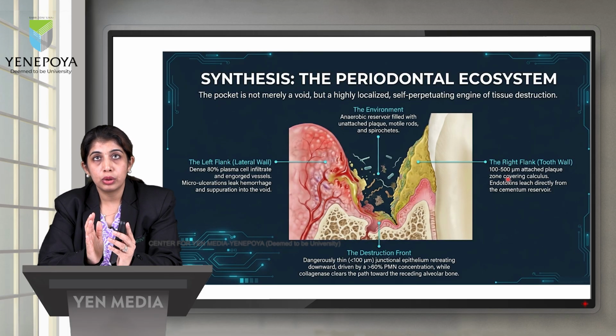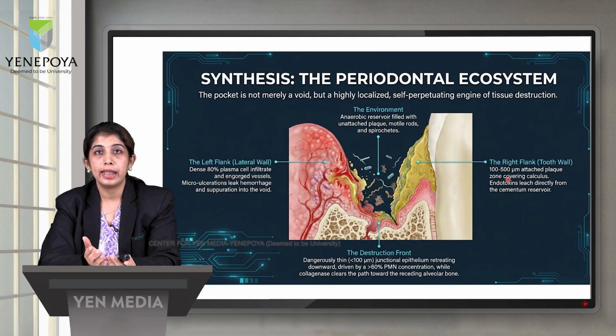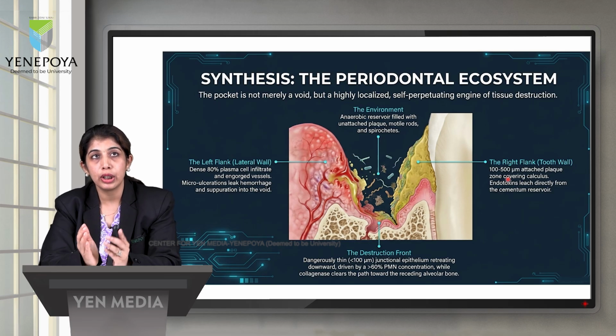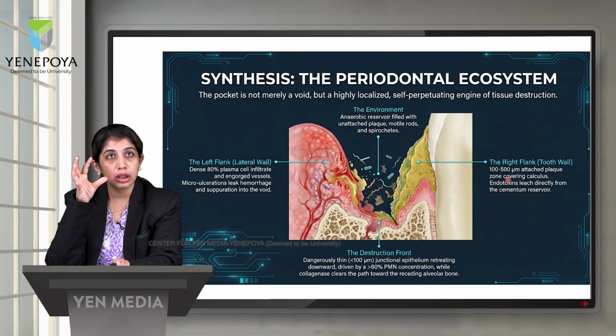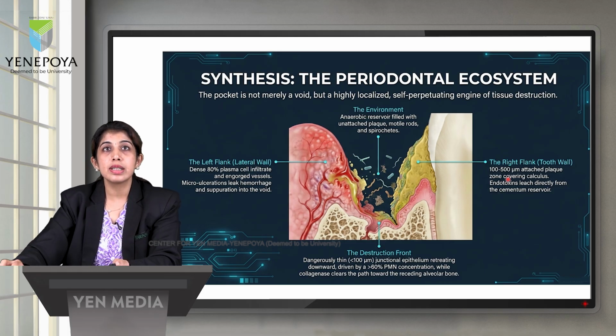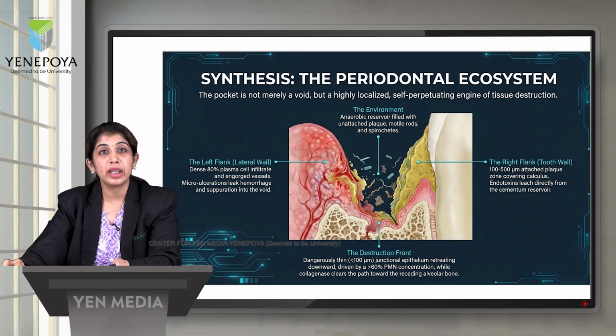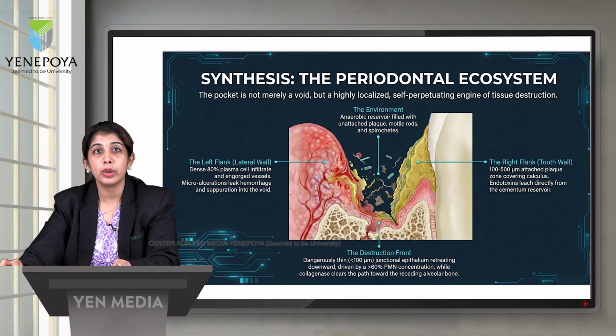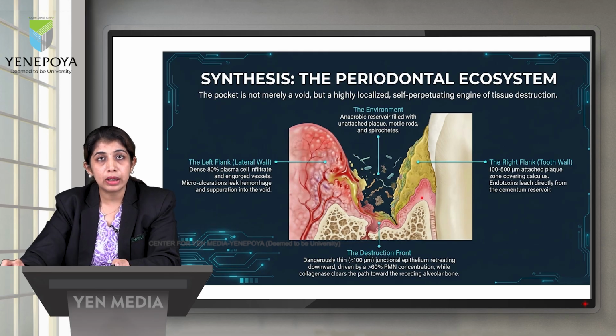So how do you give a complete explanation of the periodontal pocket ecosystem? The pocket is not just an empty space, okay? It is an area which is a self-perpetuating engine of tissue destruction. Why do I call it a self-perpetuating engine? Because the pocket depth is creating an anaerobic reservoir. In this anaerobic reservoir, you have motile rods, you have spirochetes, you have unattached plaque. Okay, and this continues to grow until there is complete loss of attachment, complete loss of bone.